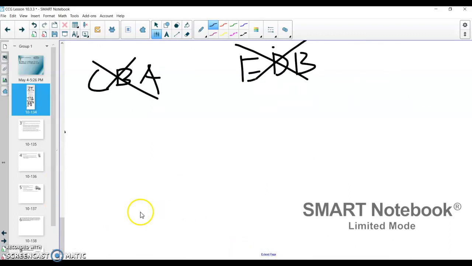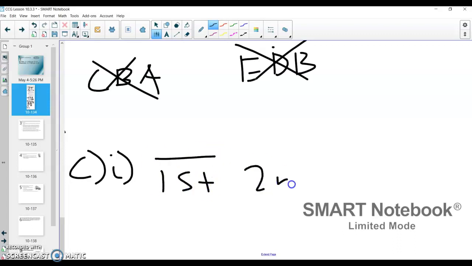And so this is part C, number 1 of part C. Again, if we're talking about having a president, a vice president, and a secretary, we have decisions and order matters. So we have a first decision for president, a second for vice president, and a third for secretary.